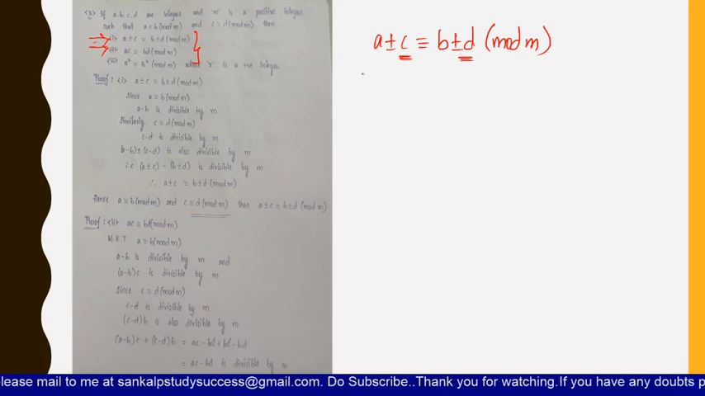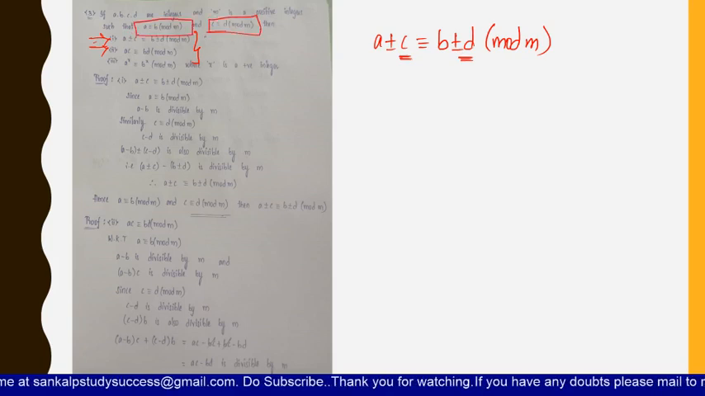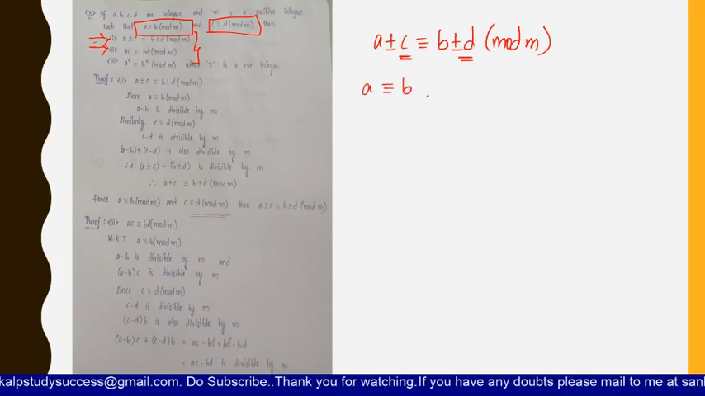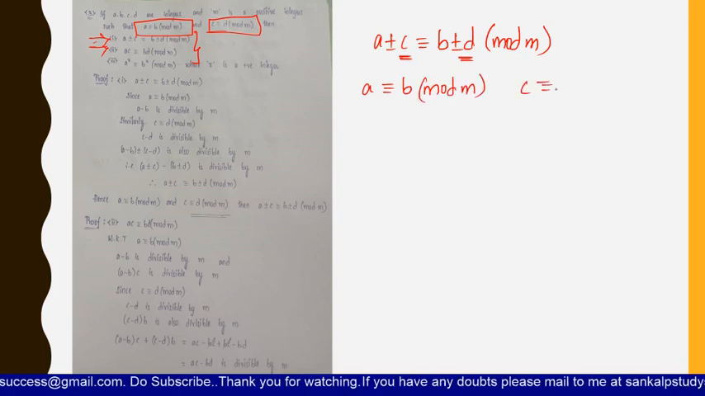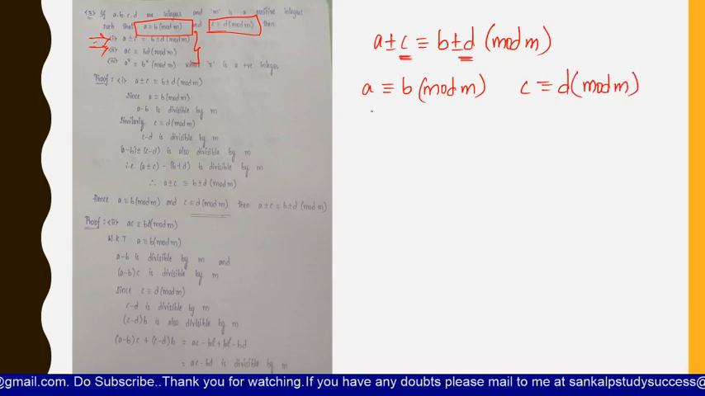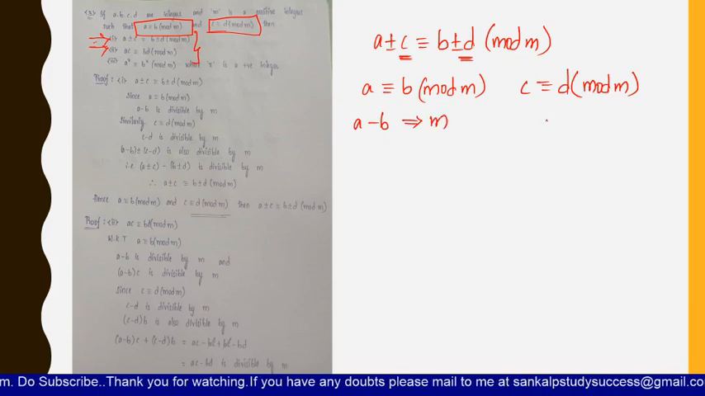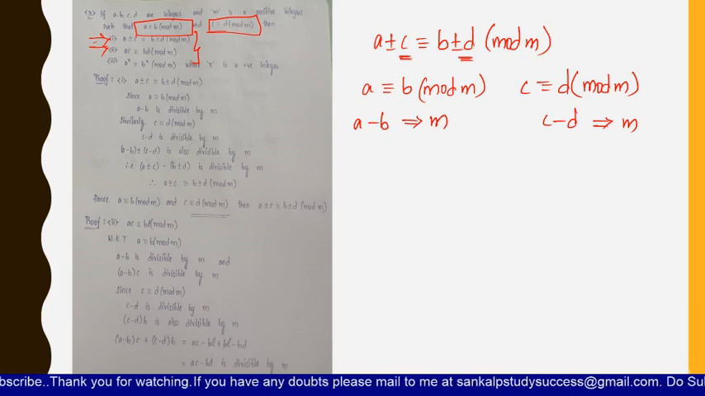So, let us prove this. It is given that A is congruent to B mod M and also C is congruent to D mod M. We are having two equations. Let us write it here. A is congruent to B mod M and C is congruent to D mod M. So, from these equations, you can say that A minus B is divisible by M and here C minus D is divisible by M.